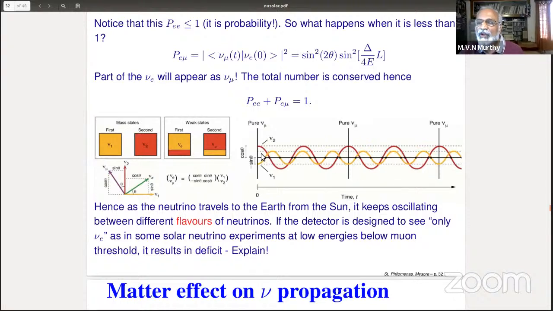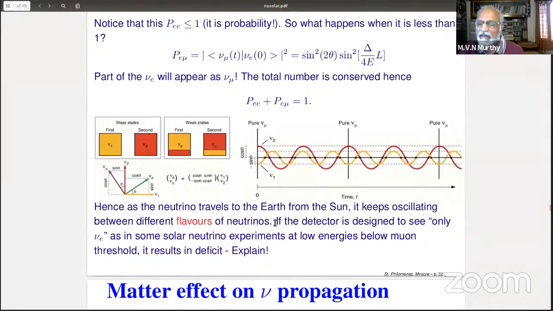So if you follow these oscillations through, what you are seeing is a flavor oscillation of electron flavor to muon flavor to electron flavor, and in between it could be a mixture of both flavors. Hence, if this mechanism is true, then as the neutrino travels to the earth from the sun, it keeps oscillating between different flavors of neutrinos.